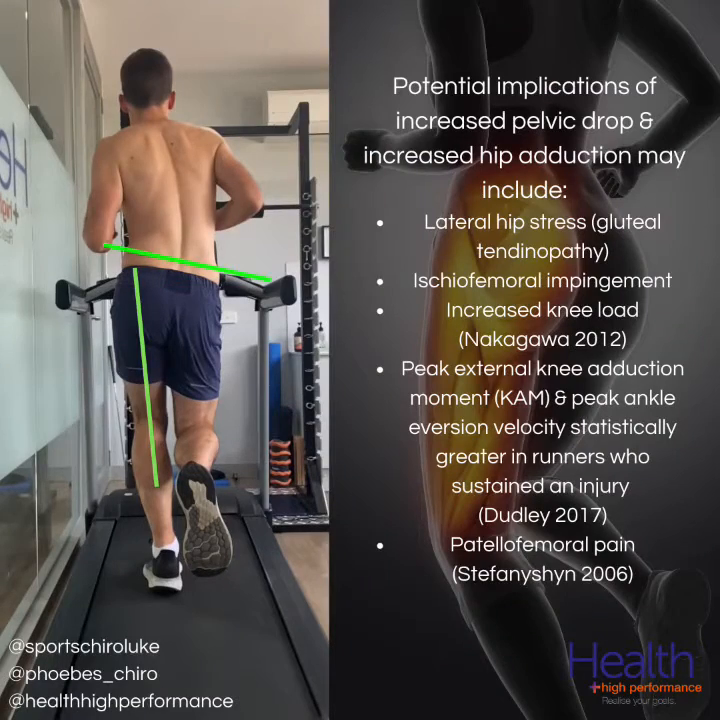The potential implications of this increased pelvic drop and increased hip adduction may include lateral hip stress, ischiofemoral impingement, increased knee load, peak external adduction moment, and peak ankle eversion velocity were also significantly greater in runners who sustained an injury, and patellofemoral pain.